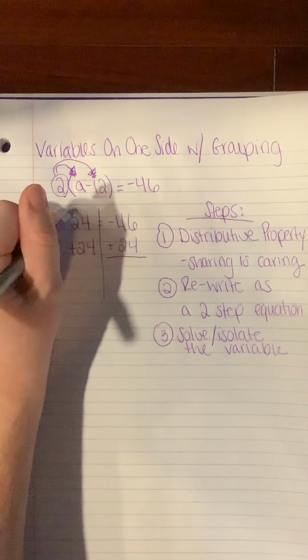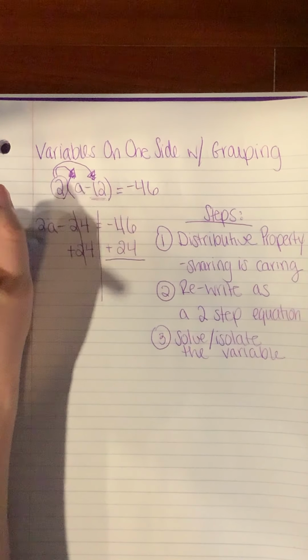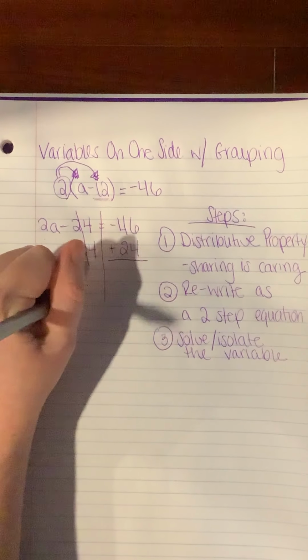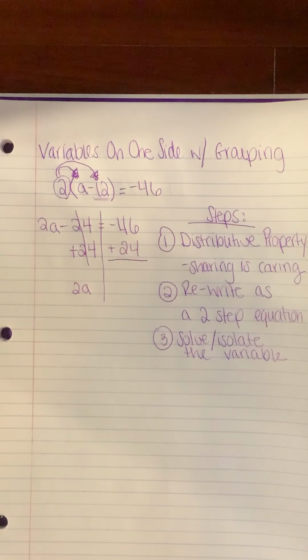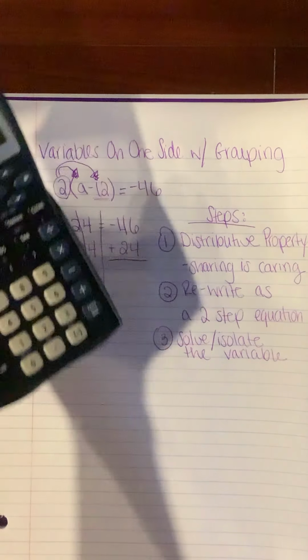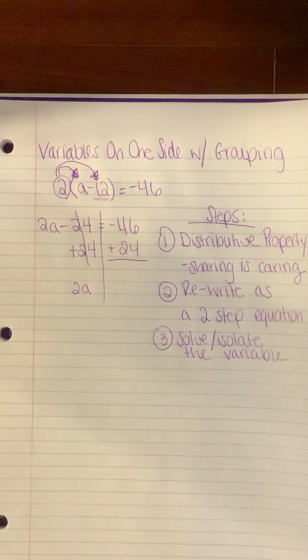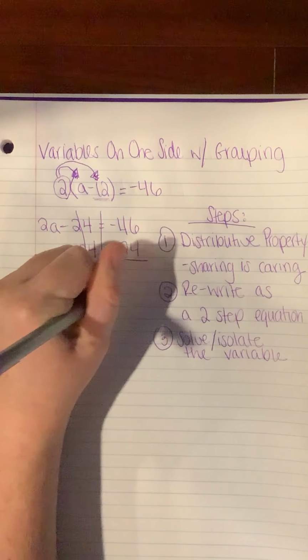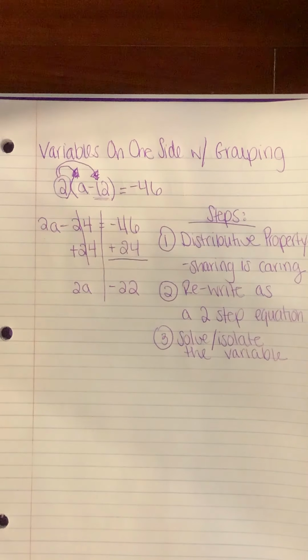So these guys can cancel. And I like to bring down what's left, so I'm just going to bring down my 2A. Now, you guys are more than welcome to use your calculators. Hopefully you have yours with you, just like I do. I plugged this into my calculator earlier. Negative 46 plus 24 should be negative 22. Again, notice in this video as well as all the other ones, it's so important to keep yourself organized while you are doing these steps.